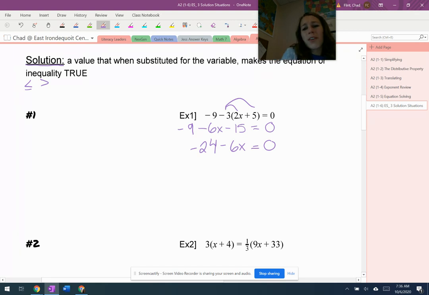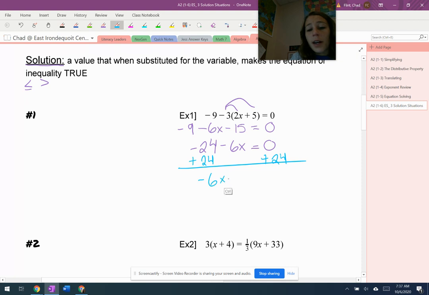So we still don't have our variable isolated. We have that -24 preventing it from being alone. So I'm going to do the opposite of a -24 and add 24 to both sides. My -6x carries down, and I've got a positive 24 on the other side now.